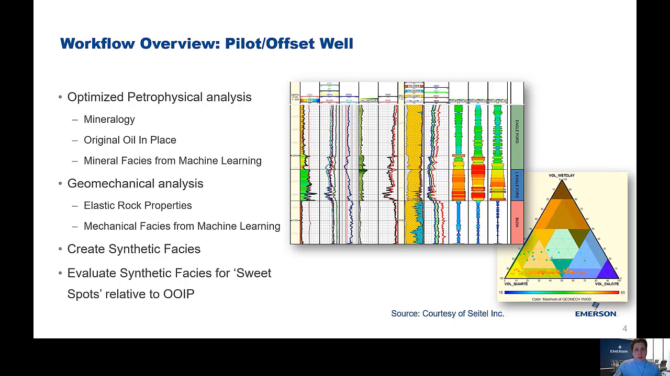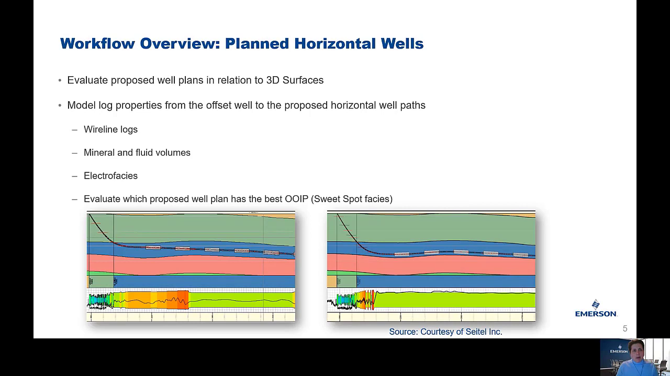Now, this is all well and good, but that was only the first part of the workflow. We then needed to apply that information, what we knew in the offset well, to our two proposed well paths, the horizontal wells. So we wanted to evaluate the proposed well plans relative to the 3D surfaces provided to us by the geologist, but we also wanted to evaluate the well paths based on the log properties that we modeled from our offset well. So this includes the wireline logs like gamma ray, density, sonic, and so on.